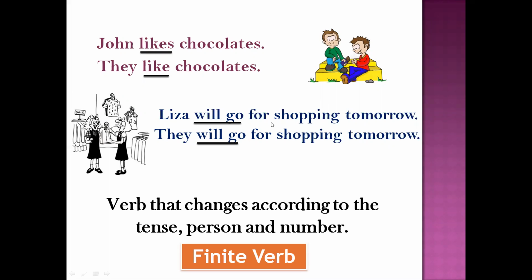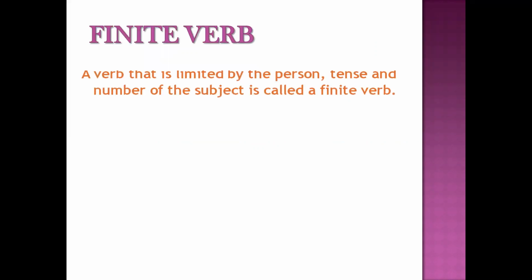If the sentence had been in the past tense, then we would have used went over here, right? Lisa went or they went. But because it is simple future, we have used will go. So what is a finite verb? A verb that is limited by the person, tense, and number of the subject is called a finite verb.